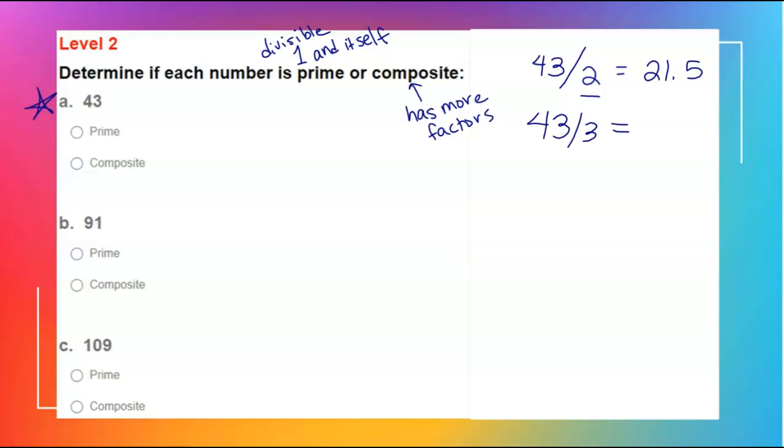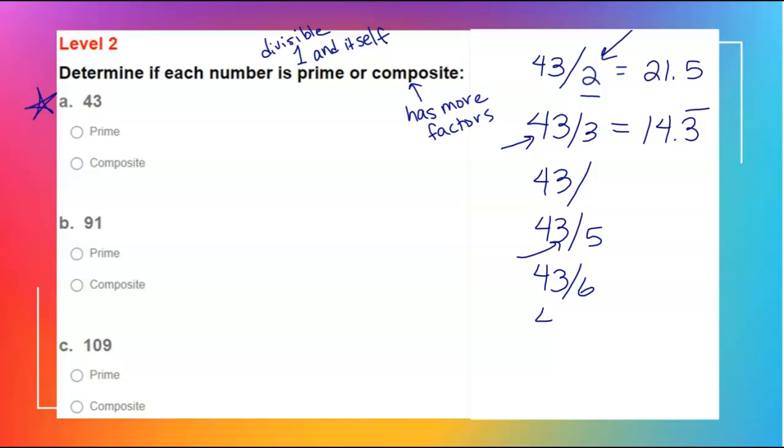43 divided by 3 is actually a waste of time because if I add those digits, I get 7. 7 is not divisible by 3. So 43 is not divisible by 3. Get a decimal. 43 divided by 4 is a waste of time. 43 divided by 5 is a waste of time because that doesn't have a 0 or a 5. 43 divided by 6 is a waste of time because that even number didn't work.